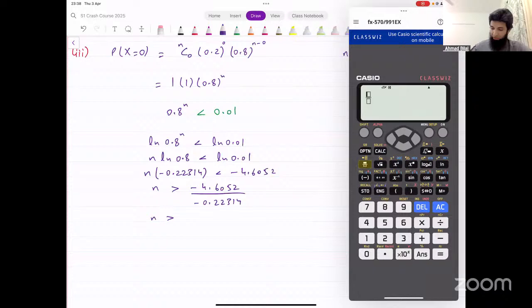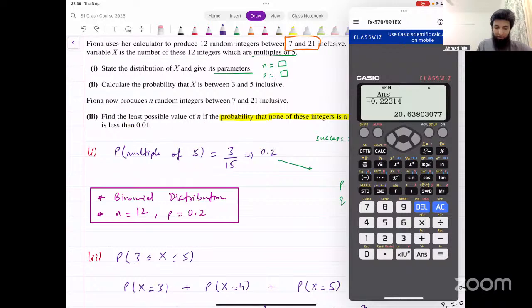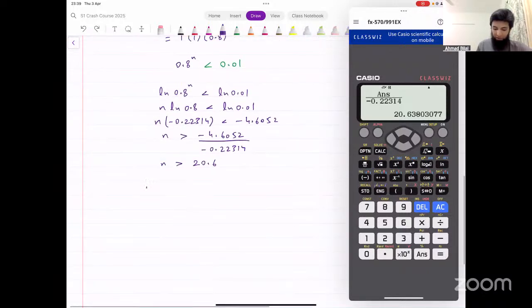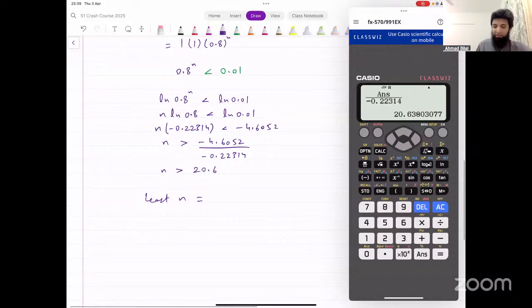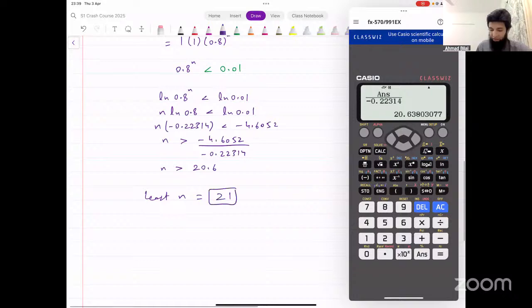This divided by minus 0.22314. And that gives me 20.6. We were looking for the least possible value of n. What's the least possible value of n? The least possible value of n when that probability becomes less than 0.01 is going to be 21, since n is supposed to be an integer. The least integer that's greater than 20.6, that is 21. And that's what we get.